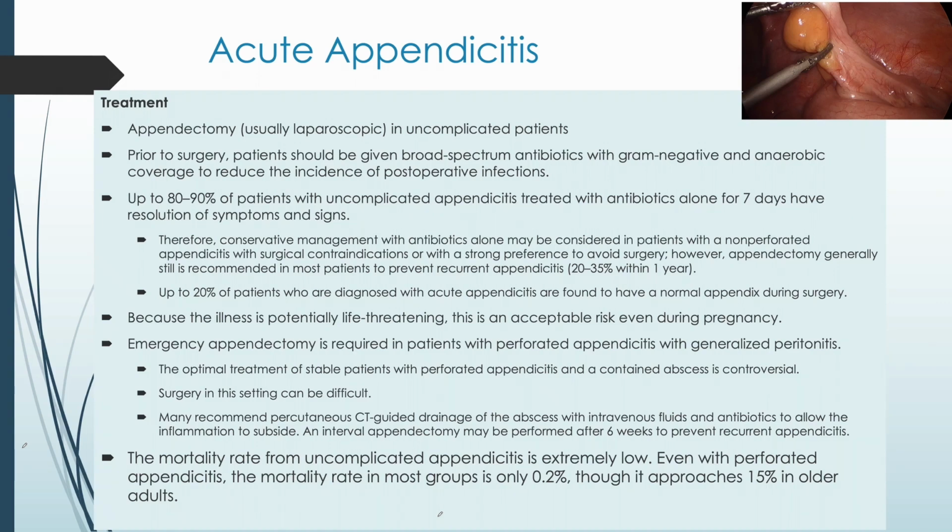Another interesting thing is that, no matter what, even up to 20% of patients who are diagnosed with appendicitis have a normal appendix when you actually get in there to remove it, which is interesting to me. Because the illness is potentially life-threatening, taking out the appendix is an acceptable risk even in pregnancy. And if the patient has a perforated appendix and generalized peritonitis, it can be an emergent appendectomy.